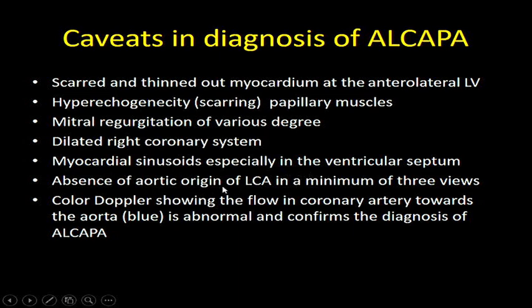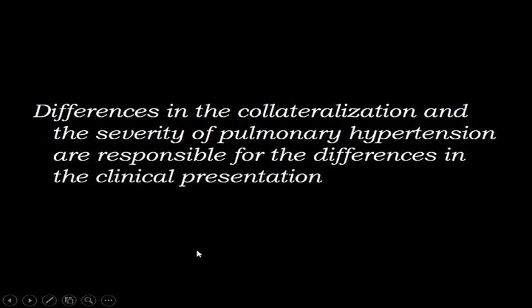Absence of aortic origin of the left coronary artery in a minimum of 2 to 3 views. Color Doppler showing the flow in the coronary artery towards the aorta. It appears as though the flow is towards the aorta, which is very abnormal and confirms the diagnosis of ALCAPA. So the difference in collateralization and the severity of pulmonary hypertension are responsible for the difference in the clinical presentation.